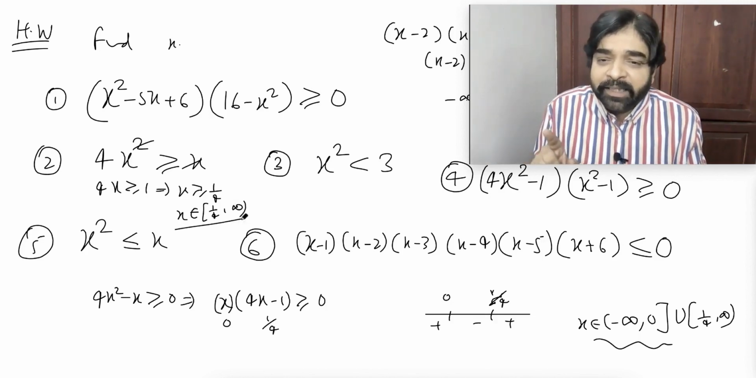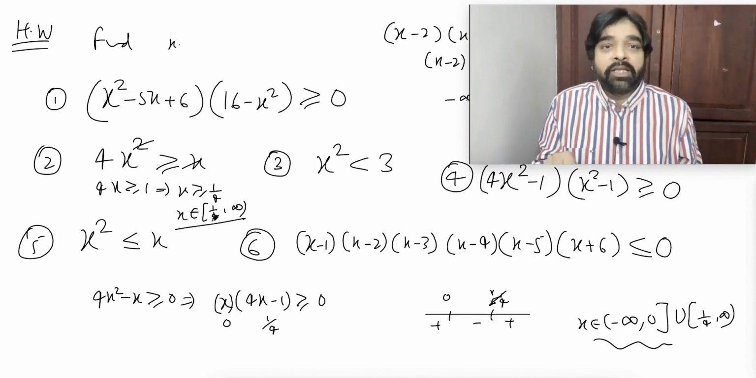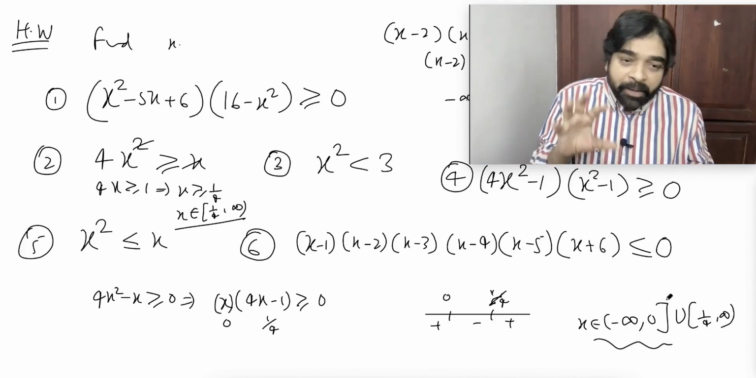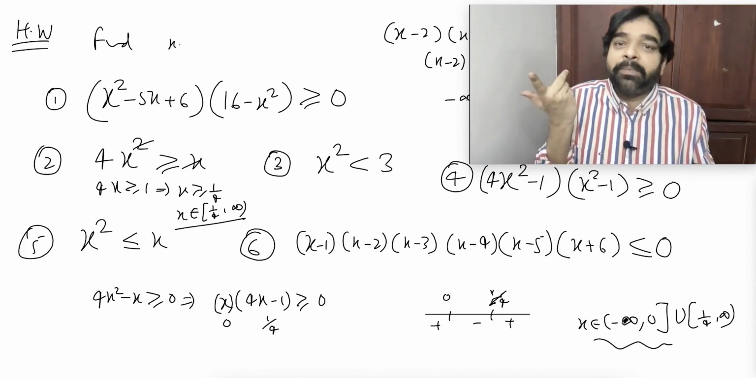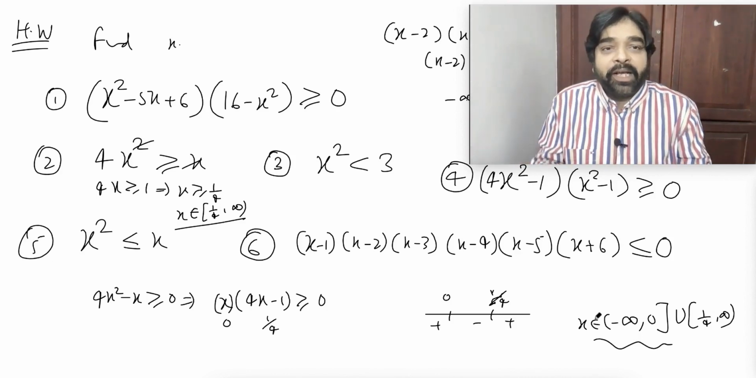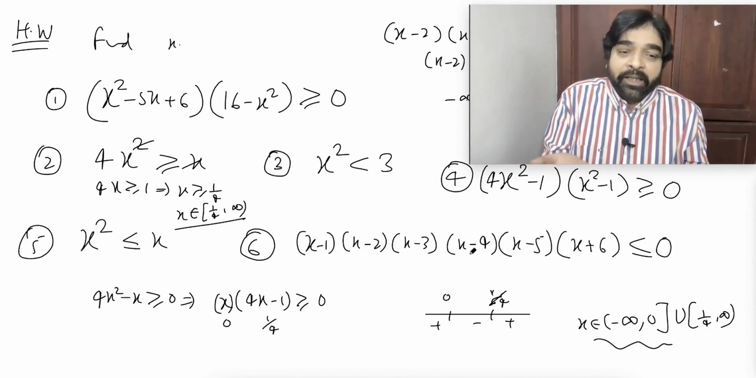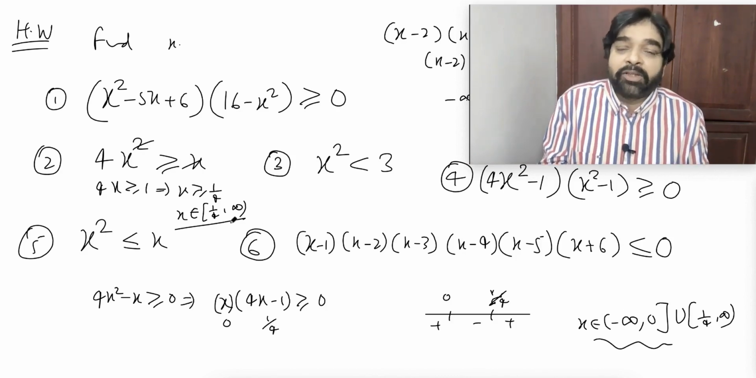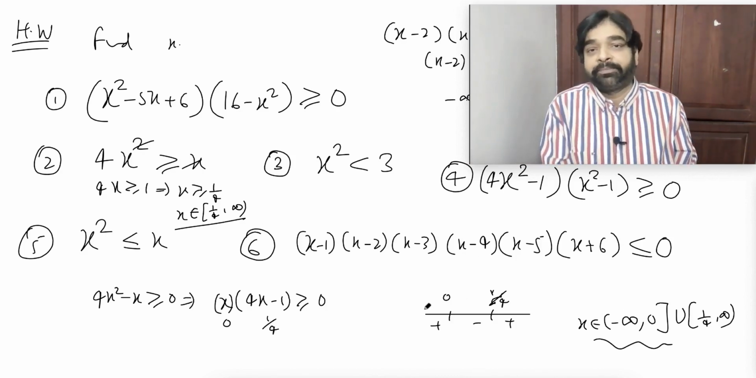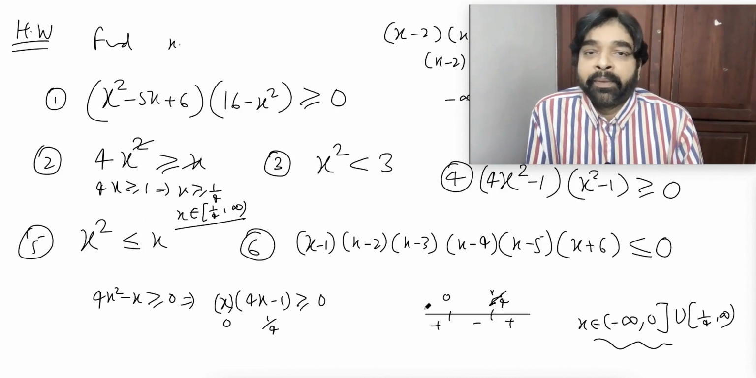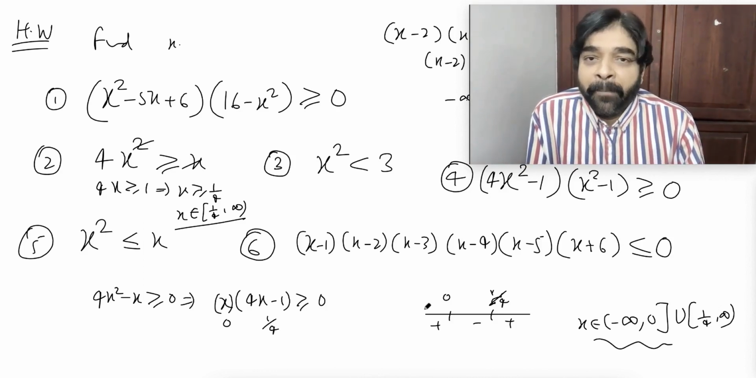If I am asking, is it wrong answer? No, it's not wrong answer. It's incomplete answer, because this portion of the answer disappears. Because negative quantity you already consider. You already assume that it's positive, then only you are cancelling. That's why this portion of the answer is not coming. Only half portion is coming.